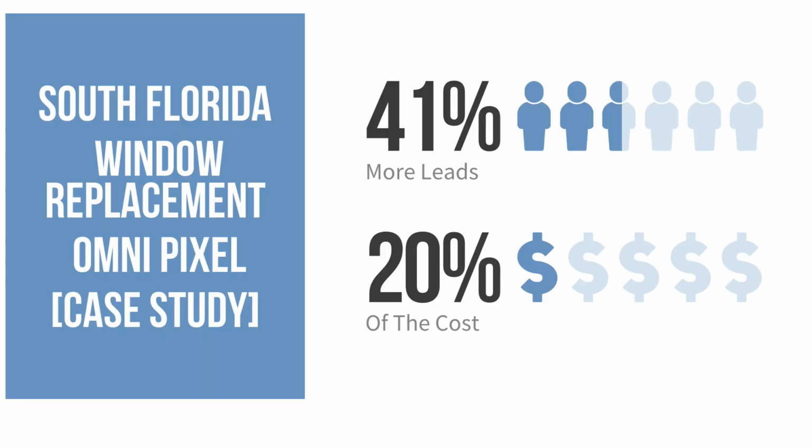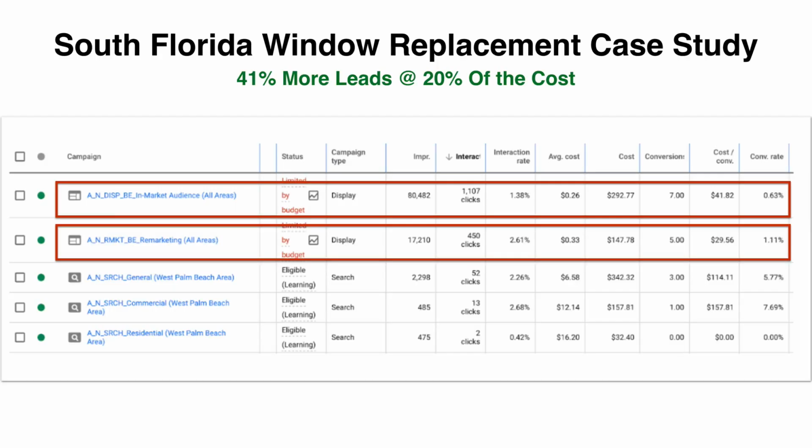And so a South Florida window replacement company just used the OmniPixel system that we're sharing with you guys today to get some absolutely stellar results, and I wanted to share this with you. 41% more leads every month, and they're getting them at 20% of the cost. That's hot, right? Again, how many of you guys would like to be able to replicate these types of results in your business? Yeah, of course you would. Yeah, Don, yeah, Jan, of course.